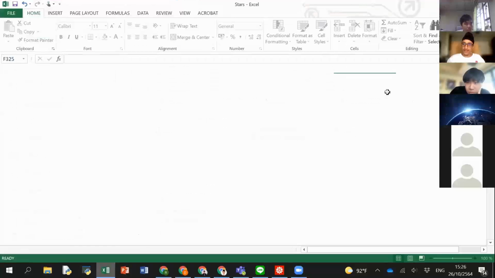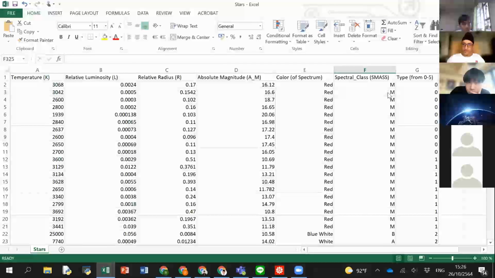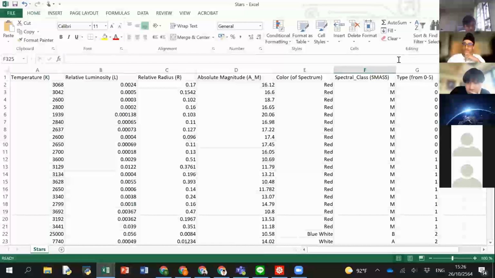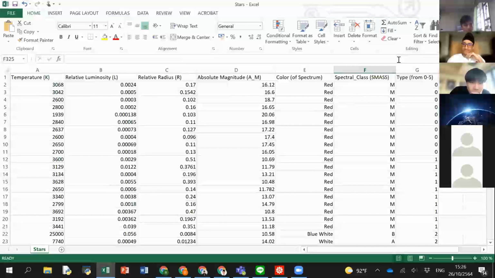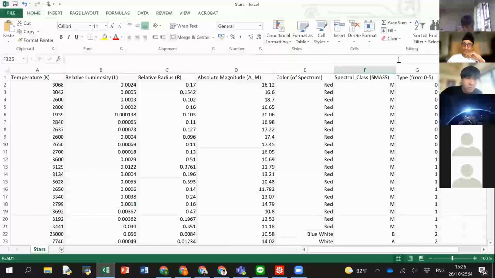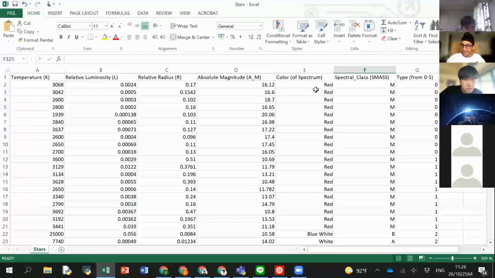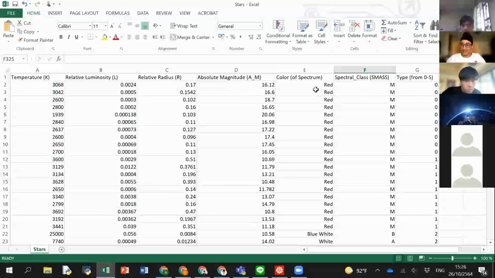Here's the data set. Temperature, relative luminosity, relative radius, absolute magnitude. These are stars, right? Okay, good. So yeah, I plan to do a star system classification analysis and type prediction along with a certain extent of cluster analysis if possible.